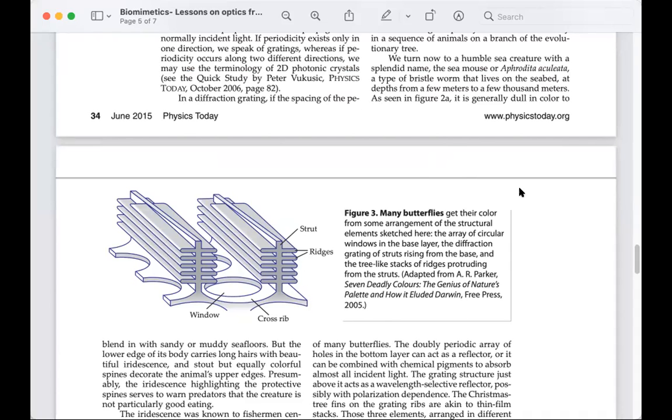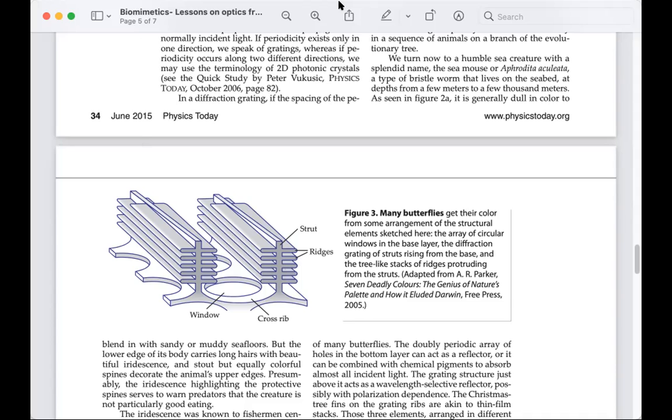Many butterflies get their color from some arrangement of the structural elements sketched here. The array of circular windows in the base layer, the diffraction grating of struts arising from the base, and the tree-like stacks of ridges protruding from the struts. So it's an optical effect from the structure. It's not actually from the pigmentation in the butterfly wing or the bird wing. You get these structures that cause these optical effects.